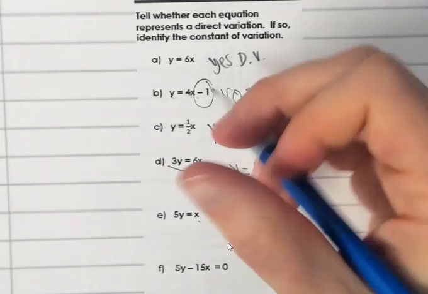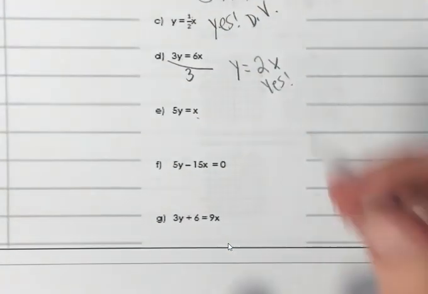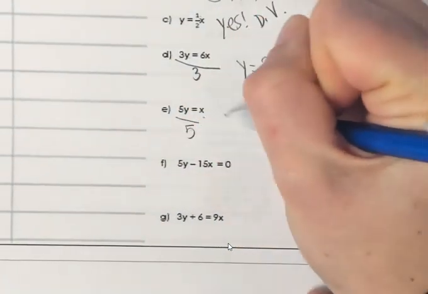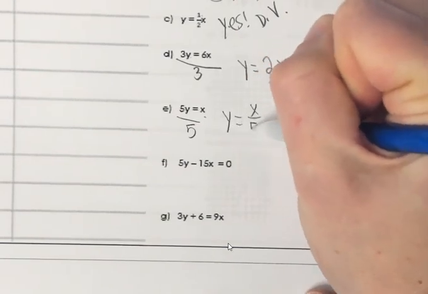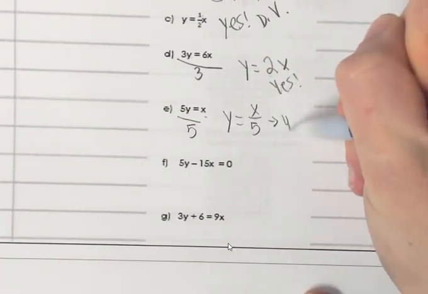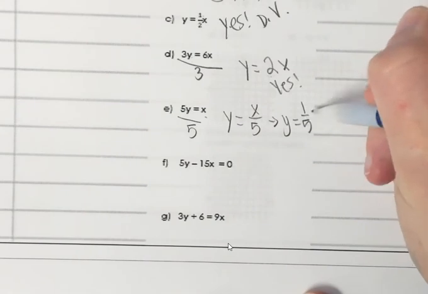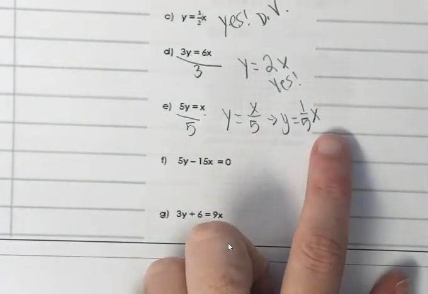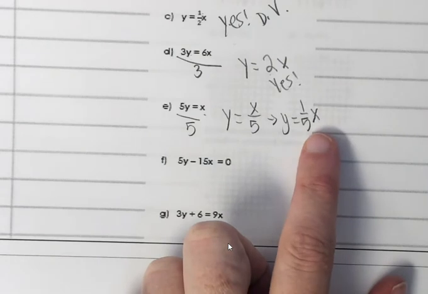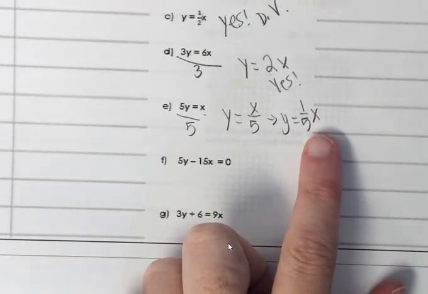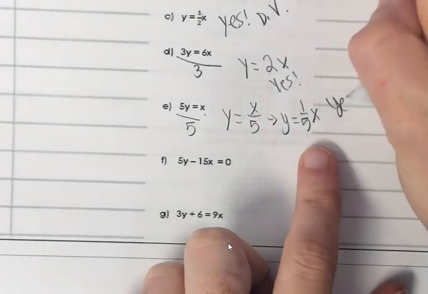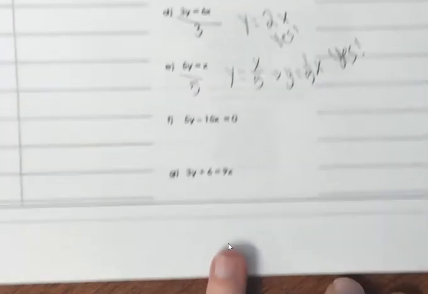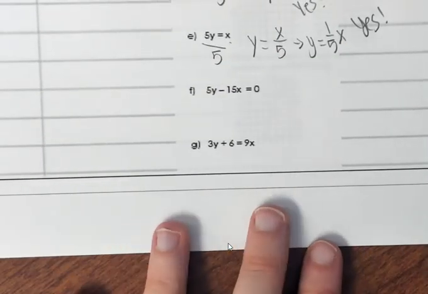This one here, again, y isn't isolated on E, so if I divide both sides by 5, I get y equals x over 5, which remember is the same thing as y equals 1/5 x. So those are equivalent equations. So is y by itself? Yes. My y-intercept is 0, and I have a slope of 1/5. So this would also be a yes. Direct variation. Straight line through the origin.